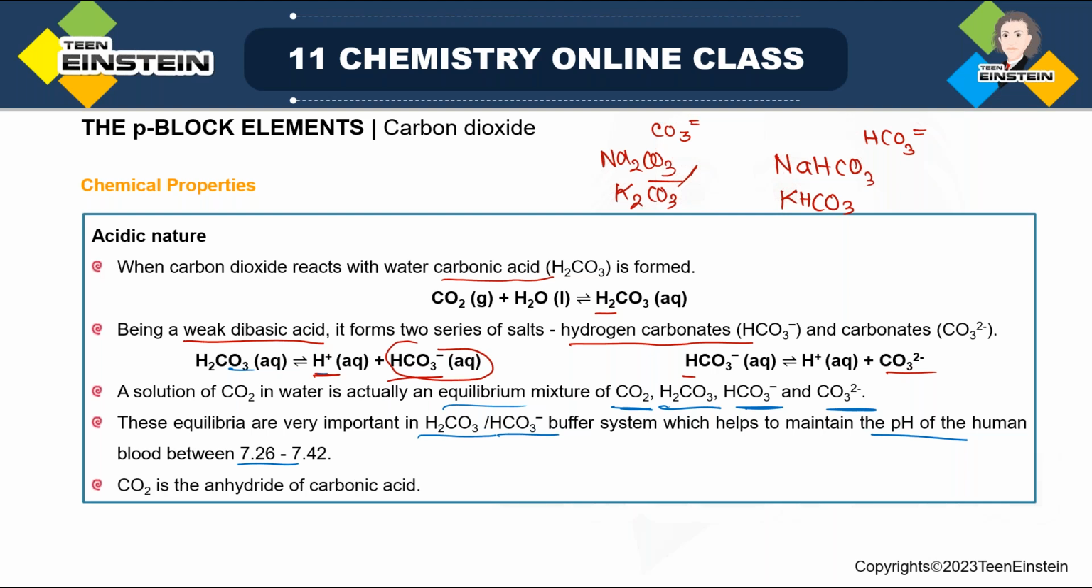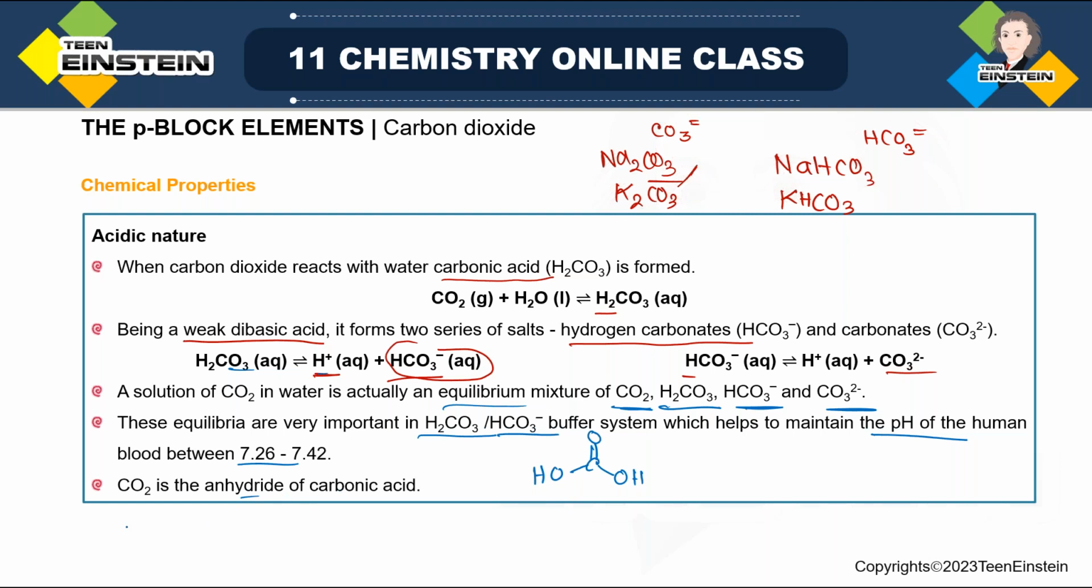Now CO2 is the anhydride of carbonic acid. So carbonic acid is H2CO3. You can write it like this. Now, why do we say that CO2 is an anhydride?